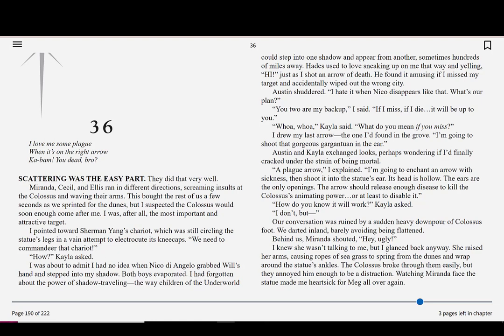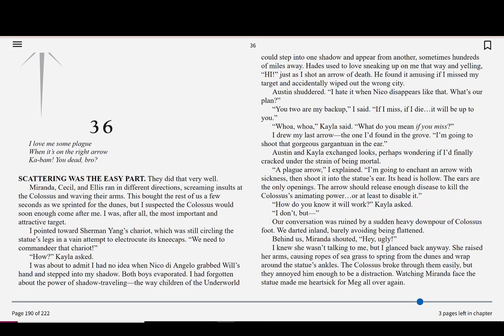How do you know it will work? Kayla asked. I don't, but our conversation was ruined by a sudden heavy downpour of Colossus' foot. We darted inland, barely avoiding being flattened. Behind us, Miranda shouted, "Hey, ugly!" I knew she wasn't talking to me, but I glanced back anyway. She raised her arms, causing ropes of seagrass to spring from the dunes and wrap around the statue's ankles. The Colossus broke through them easily, but they annoyed him enough to be a distraction.